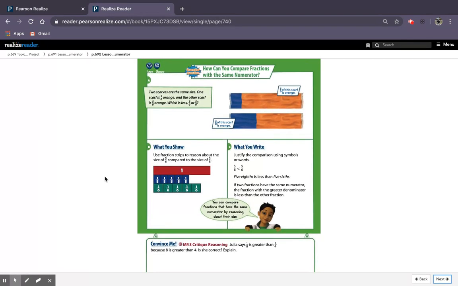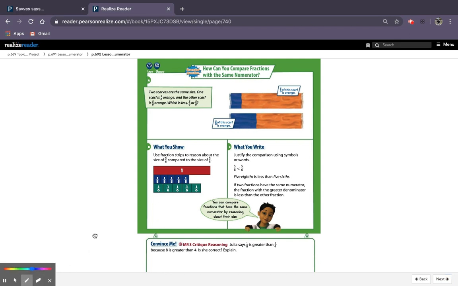For the essential question on this page, it says, how can you compare fractions with the same numerator? So again, the same top number is what we're focusing on in this lesson. Here it says 2 scarves are the same size. One scarf is 5/6 orange, and the other scarf is 5/8 orange. Which is less, 5/6 or 5/8? So here they show you the one that's 5/6. Imagine this being split into 6 pieces, and then this being cut into 8 pieces. Which one would have been more?